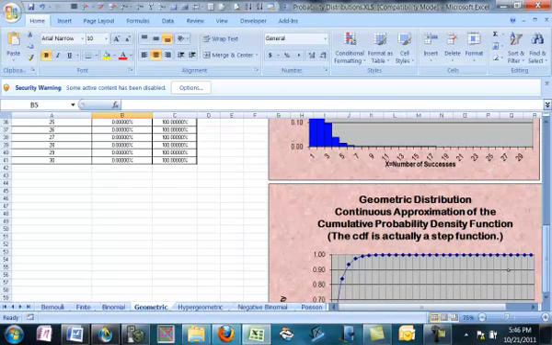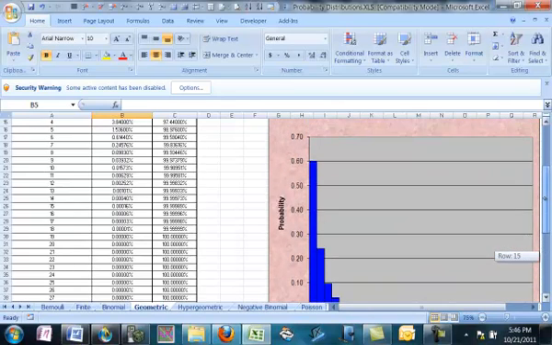And again, same thing for the CDF here. It's really a step function. This is not really a CDF.